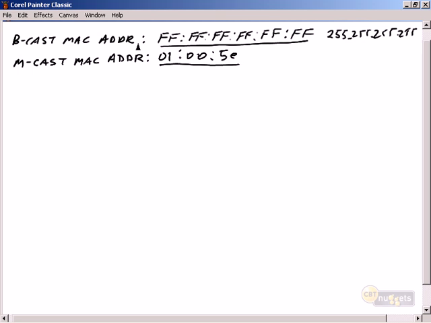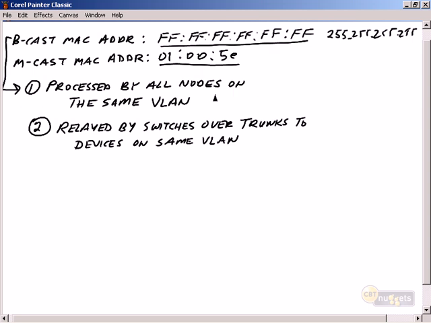Now let's talk some more about layer 2 broadcast frames. There are 2 things I want you to know about these types of frames. Broadcast frames are processed by all the nodes or all the devices on the same VLAN, and broadcast frames are relayed by switches over trunks or aggregates to devices on the same VLAN.